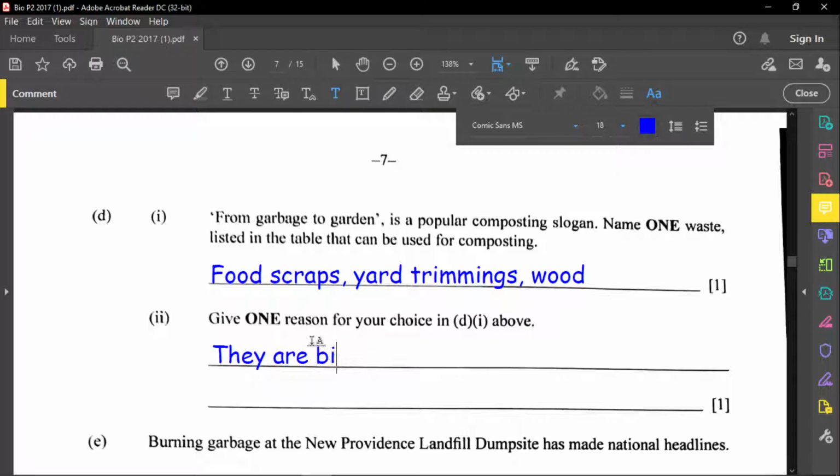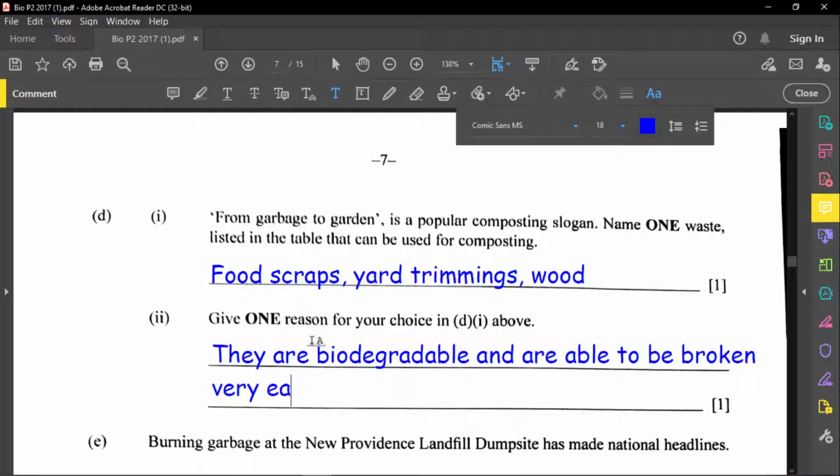So they are biodegradable. And since they are biodegradable, they are able to be broken down very easily by decomposers. So they will be decomposed really fast and really easy. All right, so that will be your answer right there.